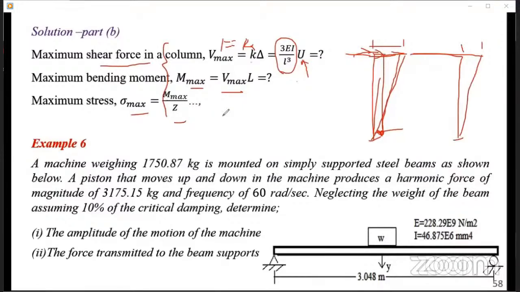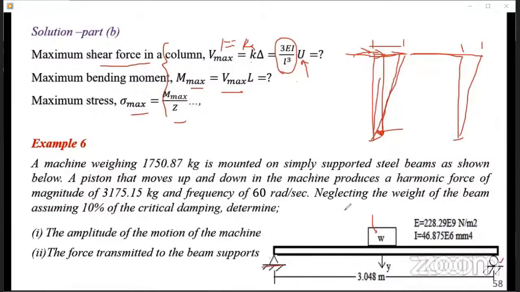So a machine is weighing 1750 kgs. The weight is given in terms of mass. This is mounted on a simply supported steel beam as shown, and here you can see the roller support. This is the pin. No, it's hinged. Yeah, it's hinged.